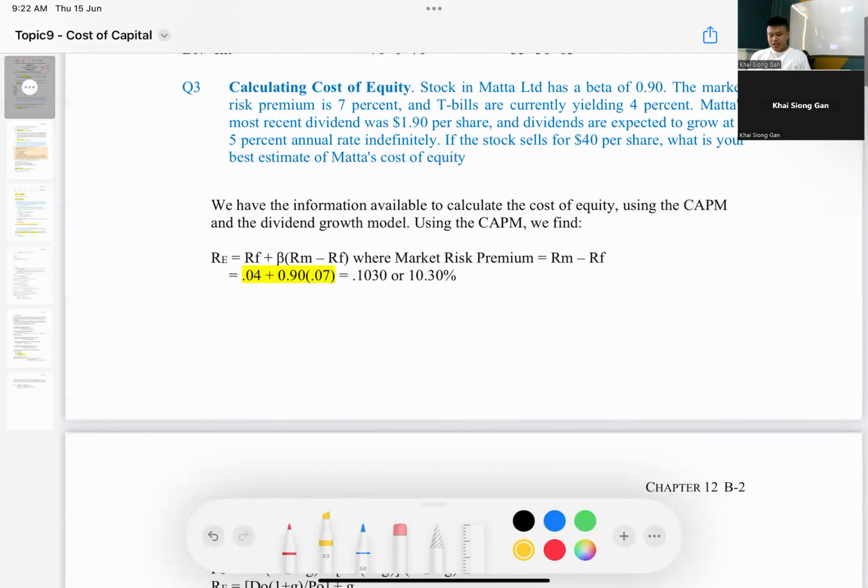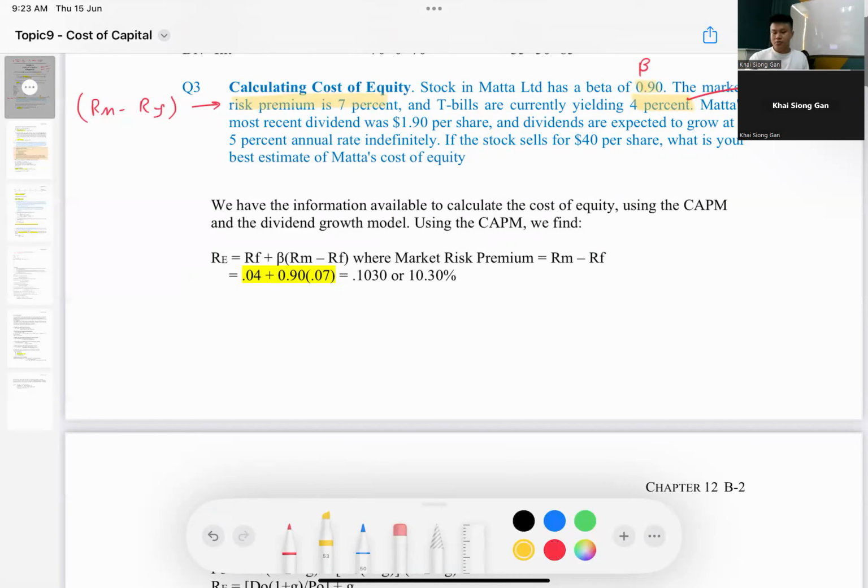Calculate the cost of equity. Stock in Mata Limited has a beta of 0.9, and the market risk premium is 7%. What is the formula for market risk premium? Do you still need to calculate? You don't need to, because they give you the amount of the risk premium. How is it calculated? Rm minus Rf. And T-bills, what am I referring to? The risk-free rate.